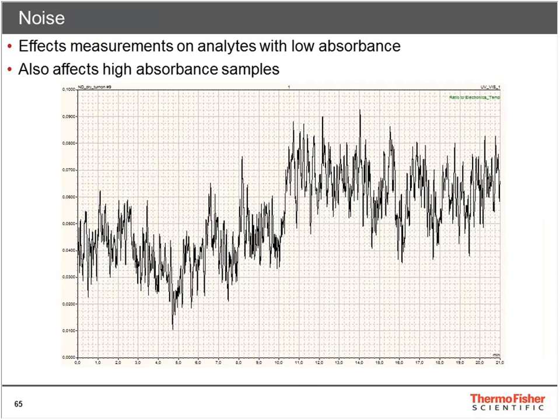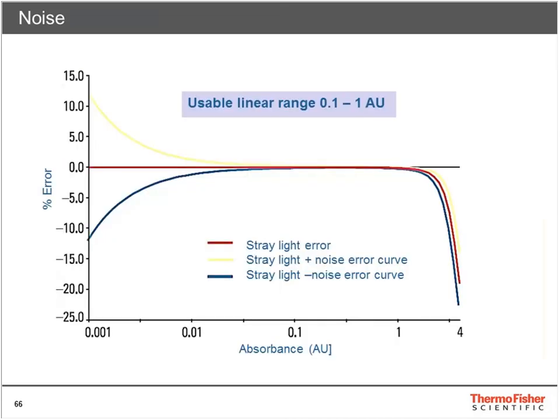It affects measurement of analytes with low absorbance because signal to noise is reduced. High absorption samples are affected because the linearity is affected. As you can see in the example, with increasing noise and stray light, you get problems with both low and high absorbing samples. You definitely need to do a performance qualification of the system now and then to know how it performs.